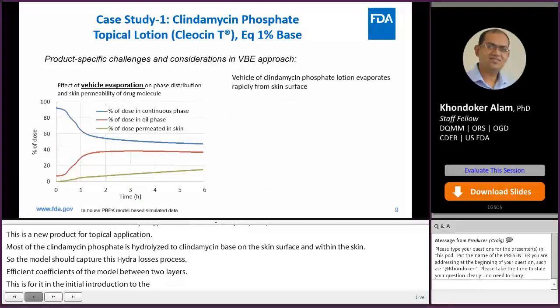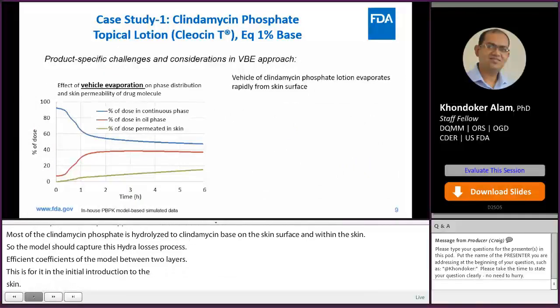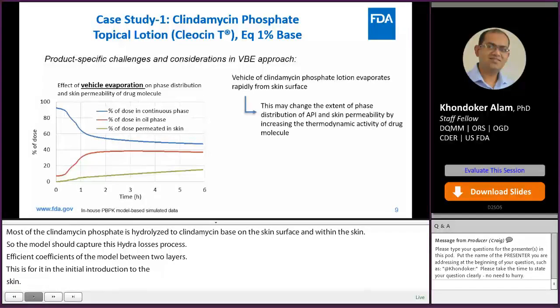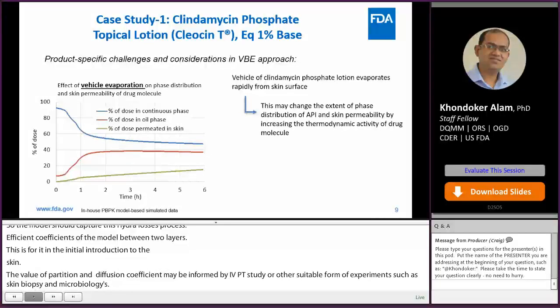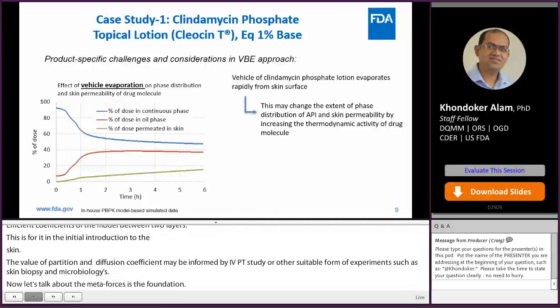Now let's talk about metamorphosis of the formulation. Vehicle of clindamycin phosphate evaporates rapidly from the skin surface. This may change the extent of phase distribution of API, as you can see from the figure. This can also increase the permeability of the API by increasing the thermodynamic activity of the drug molecule.